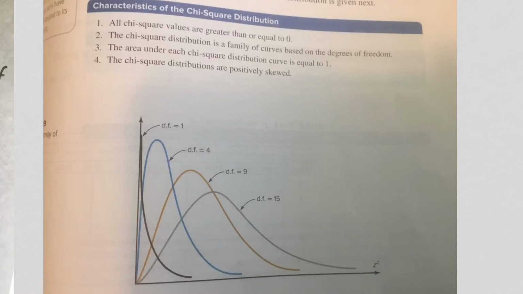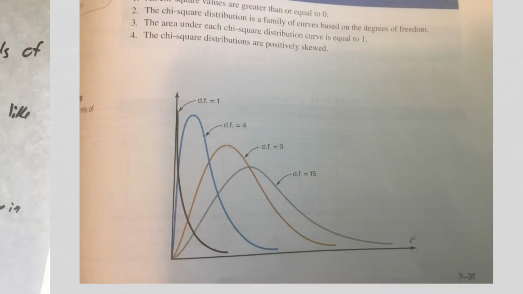And all the values are greater than or equal to 0. It again is a family of curves like your t curve, and it's positively skewed, so it's over on this side. But of course, as your degrees of freedom or your sample size gets larger and larger, notice it is getting more and more to look like your normal curve.